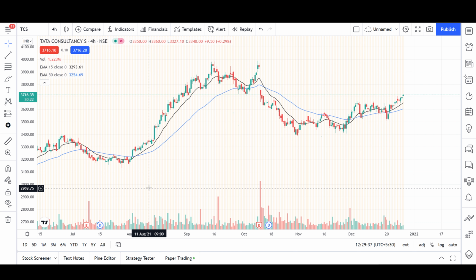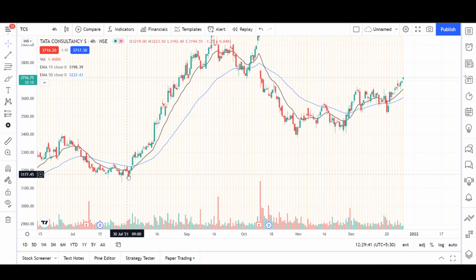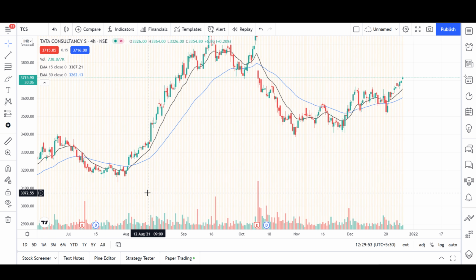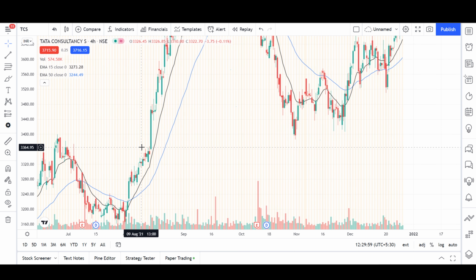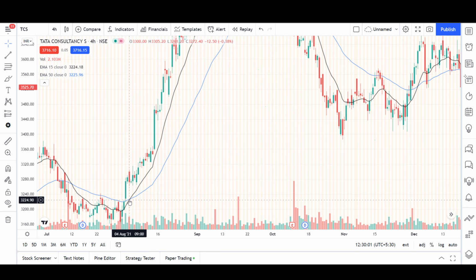In this strategy, it is very simple. When the 15 EMA crosses the 50 EMA from below it, it generates a buy signal. When this buy signal is generated at this point right here, it is generated at exactly this candlestick.